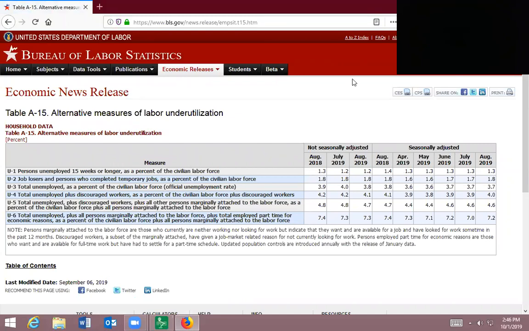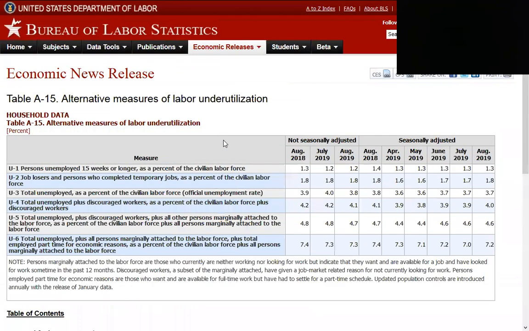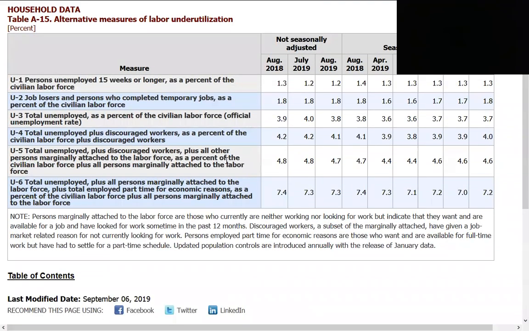All right. So what is going on here? Let's full screen. Is that good? So we are used to U3, sorry. Total employed, unemployed as a percent of the civilian labor force, right? It says right there, official unemployment rate. And there are two different measures: seasonally adjusted and not seasonally adjusted.